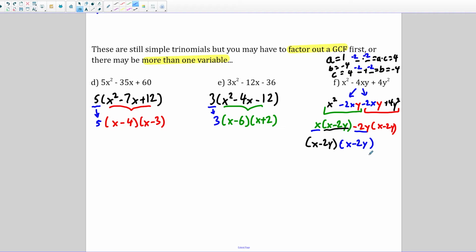So again, even though a problem looks a little bit different, really all we need to do is essentially minimize this problem so that it becomes something a little bit more familiar to us.